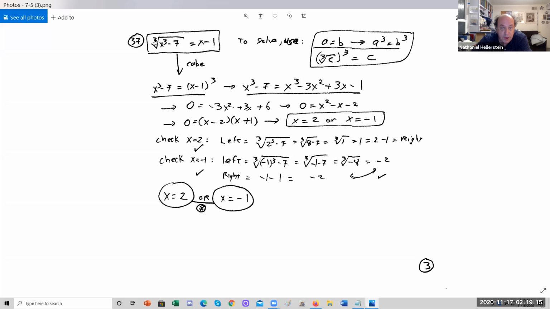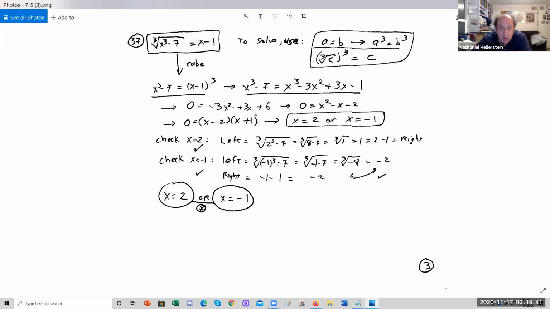Now here we have the cube root of x cubed minus 7 equals x minus 1. Now here again, we cube away the cube root. So we cube both sides and get x cubed minus 7 equals (x minus 1) cubed. All right, so x cubed minus 7 equals, and you expand this here, x cubed minus 3x plus 3x minus 1. Cancel out the x cubes, do a little bit more work.